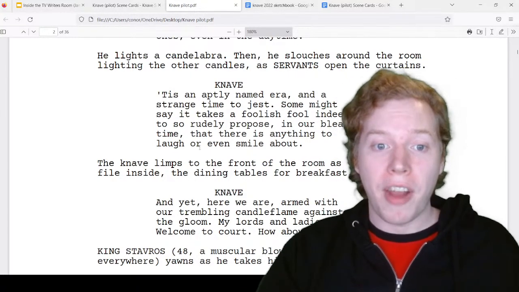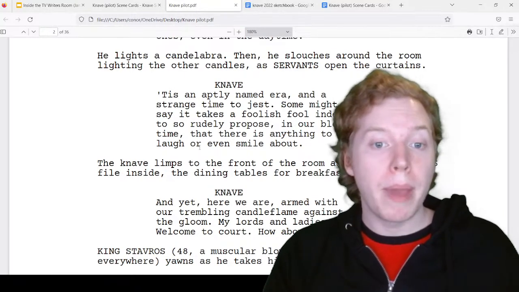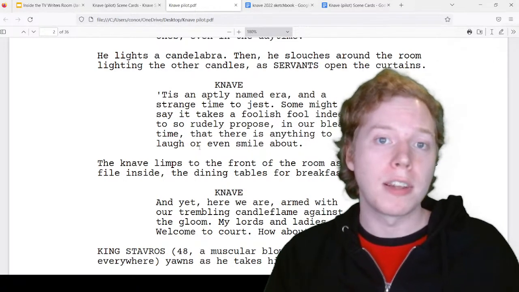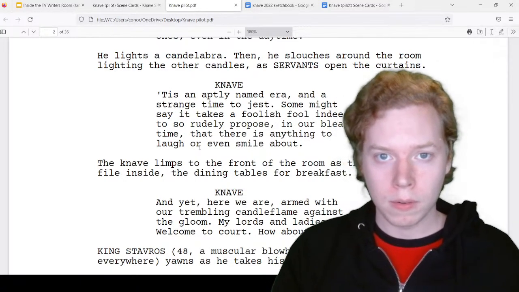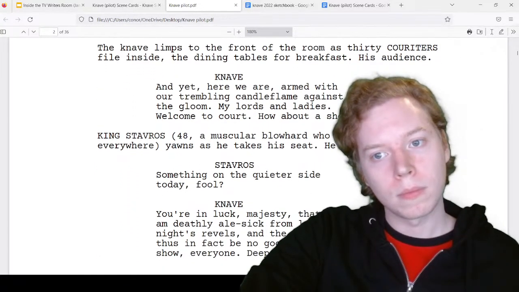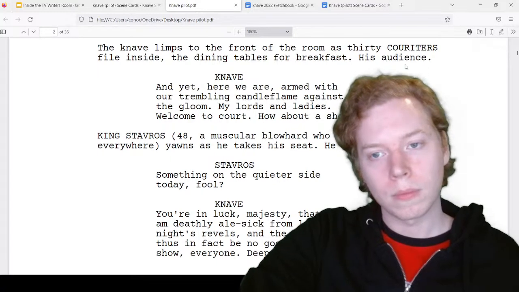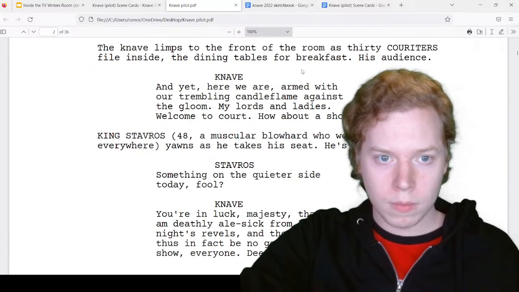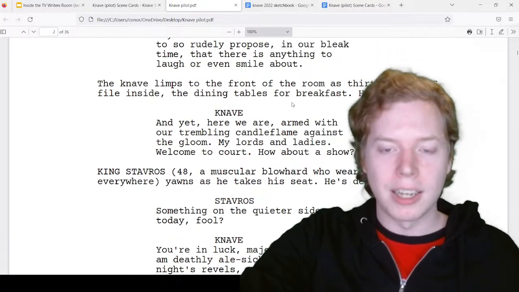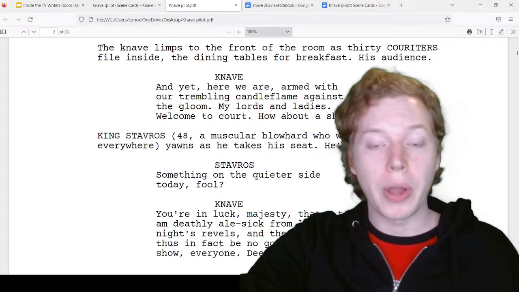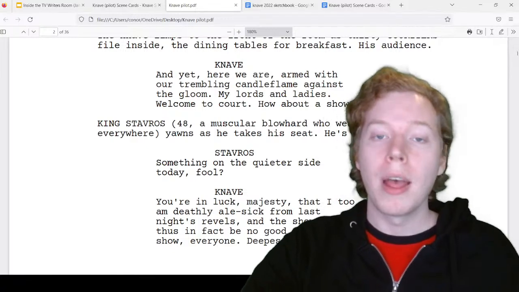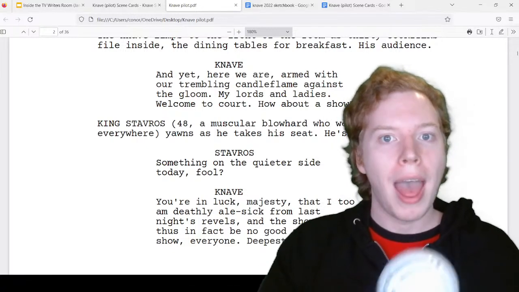'Tis an aptly named era, and a strange time to jest. Some may say it takes a foolish fool indeed to so rudely propose in our bleak time that there is anything to laugh or even smile about. The Knave limps to the front of the room as 30 courtiers file inside, and they sit at the dining tables for breakfast. His audience. Typos there. Sorry, it should say courtiers. I think you get the idea. And yet here we are, armed with our trembling candle flame against the gloom. My lords and ladies, welcome to court. How about a show?